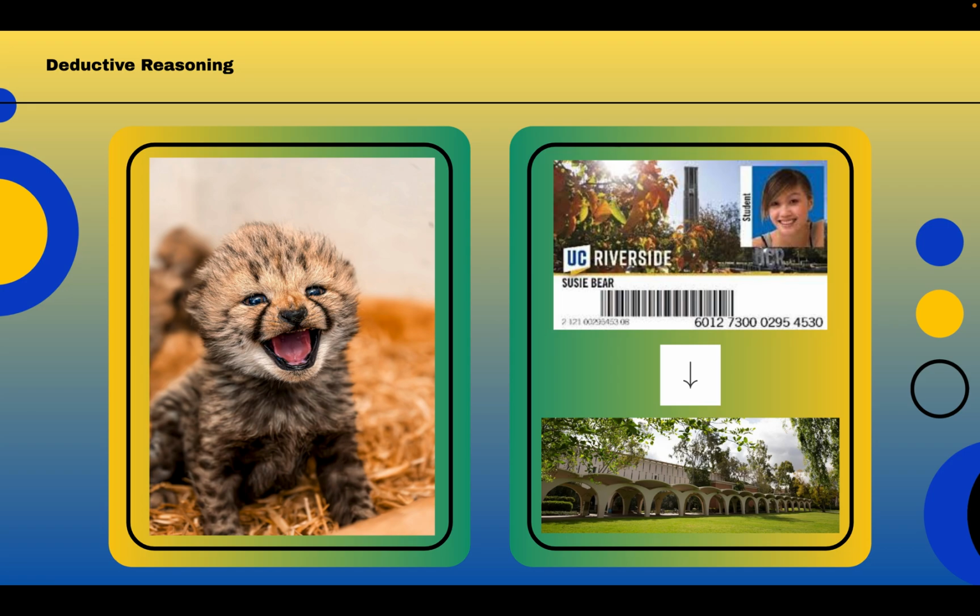Let's start with deductive reasoning. This type of thinking begins with a general principle and applies it to a specific case. If the general principle is true, then the conclusion will always be true. Here's an example.